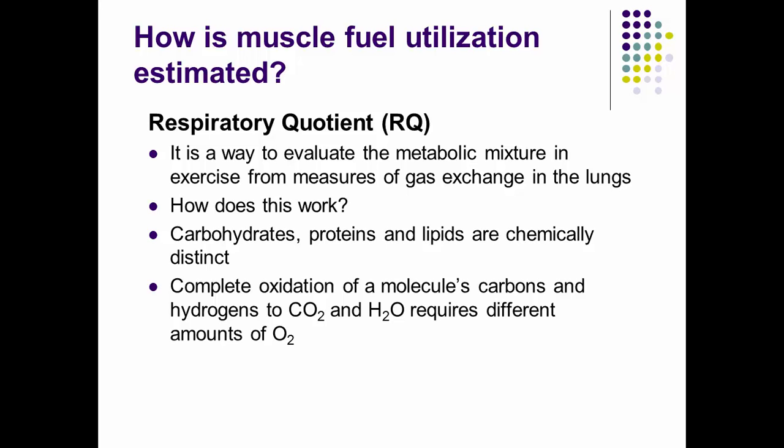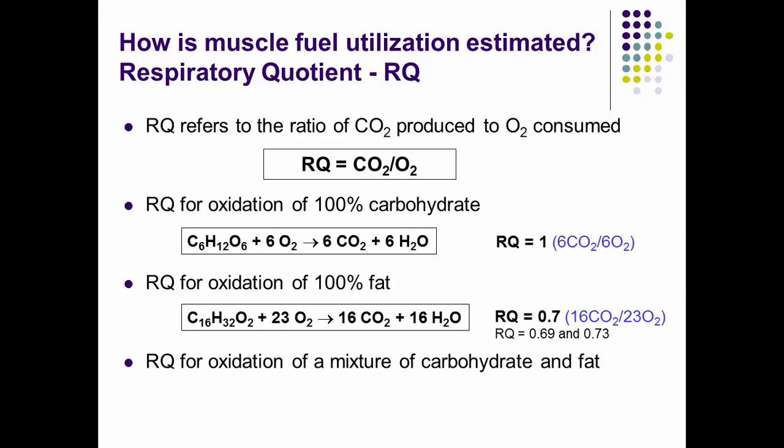So when they are oxidized, the different molecules, whether glucose, fatty acids, or amino acids, require different amounts of oxygen, right? Based on this knowledge, we can calculate the oxygen consumption versus the CO2 production. So this is the equation for RQ. RQ refers to the ratio of CO2 produced to oxygen consumed, the CO2 versus oxygen consumption.